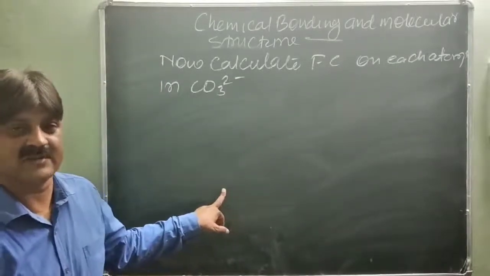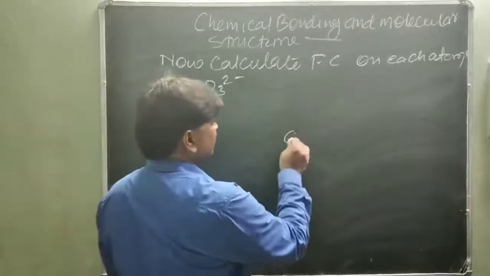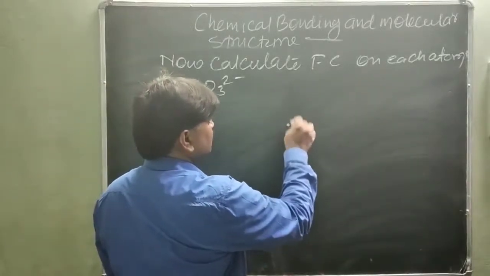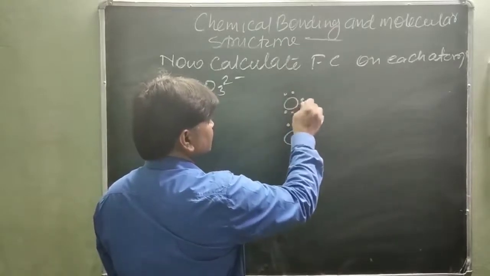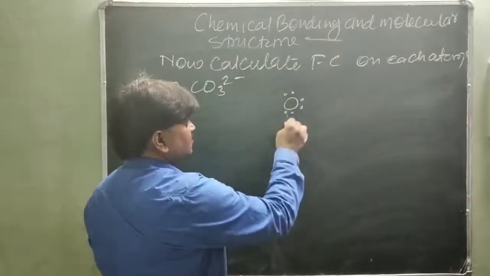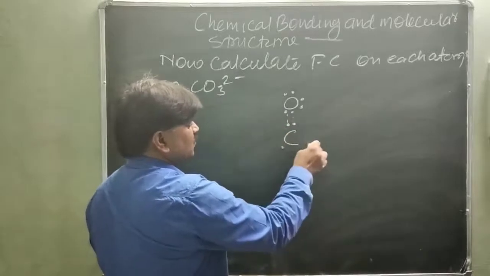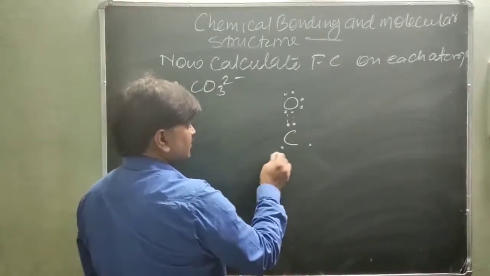How is carbonate formed? This is carbon having 4 electrons. 2 electrons are shared with this oxygen. Oxygen has 6 electrons. This is 2, now the 2 electrons, 1 and 2. This is the bond structure.